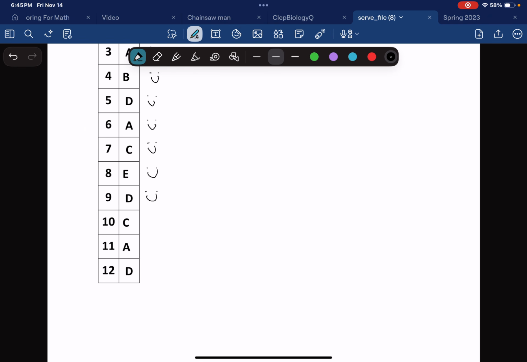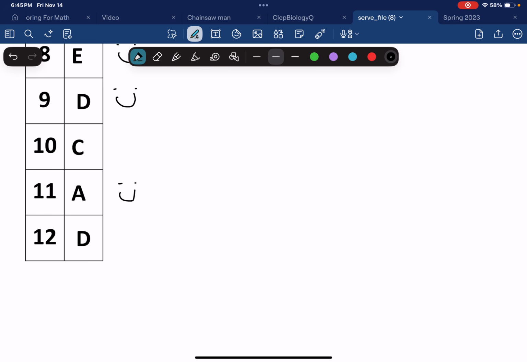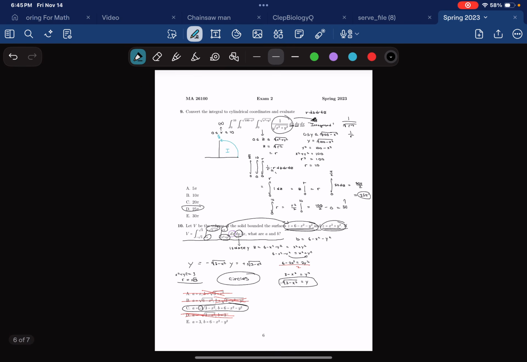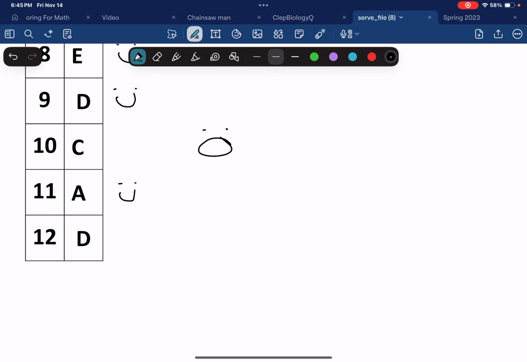That is for question 11. Wait, no, did I not do question 10 smiley face? Oh no, question 10 is C and I didn't do a smiley face.